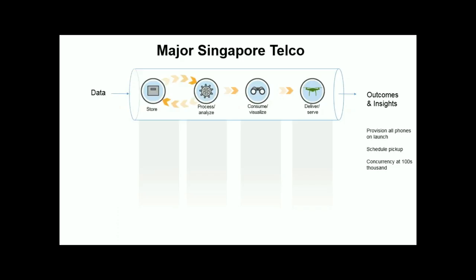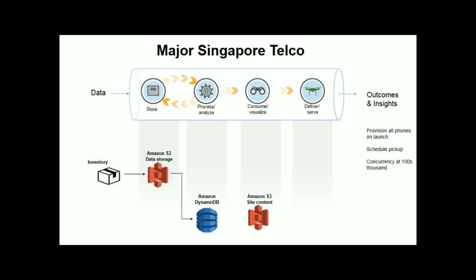So in the case of this telecom provider, first of all, they wanted to provision all of the iPhone 6s at the moment of launch. They had to schedule the pickup of these phones for every one of the customers, and they needed to be able to scale this up to have concurrencies of hundreds of thousands of users. So when they started to design the system, these are the outcomes, and that really guided what they were going to build in the system.